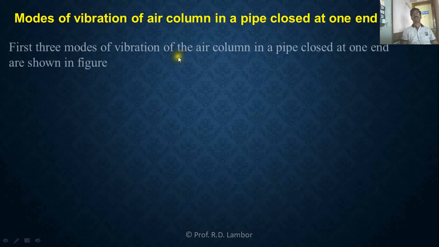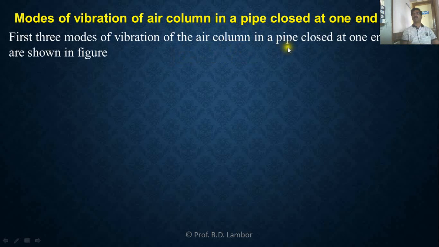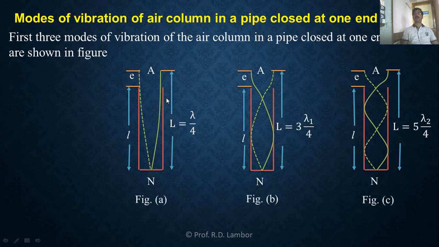So first three modes of vibration of the air column in a pipe closed at one end are shown in the figure. That means air column can vibrate in different ways with different frequencies. Of those, the first three ways of vibration of the air column are represented in this diagram. Let us go through the diagram showing the first three modes of vibrations of air column. Figure A is the first mode of vibration. Figure B shows the second mode of vibration and figure C shows the third mode of vibration.